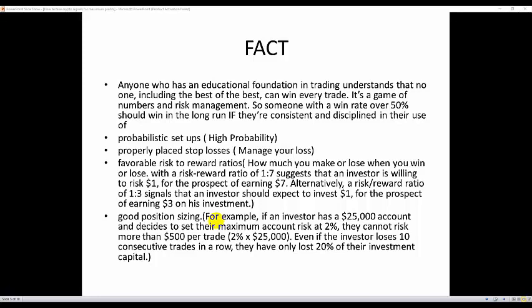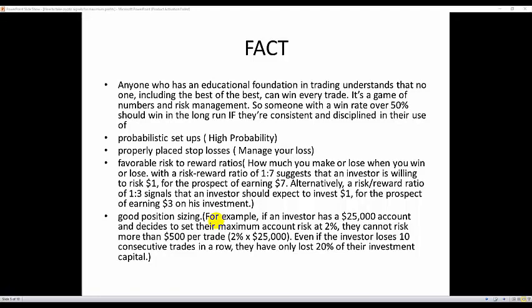Now, why is this good? Some people will have $25,000 and they will enter one trade. Maybe you have a signal, you created it yourself from your analysis, or someone gave you. You just go all in and enter one trade with the whole $25,000. What if something happens? You will lose your whole capital.